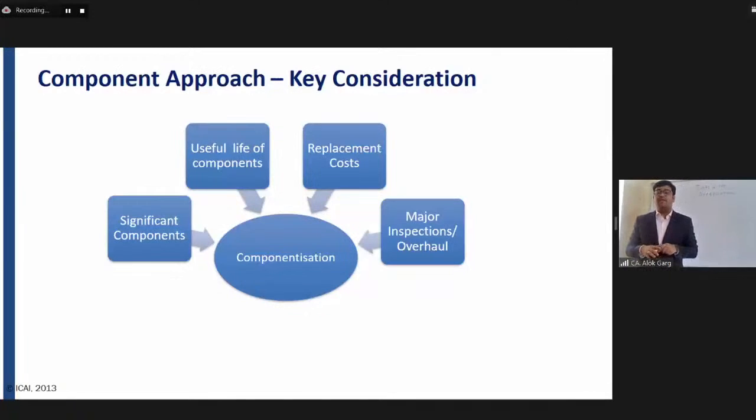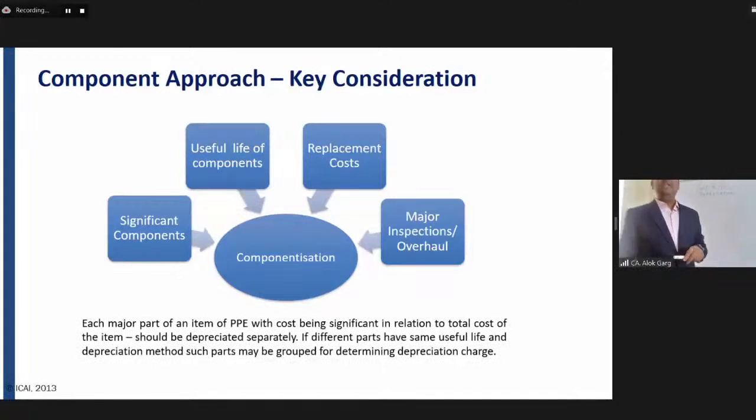But my dear friends, going by the component approach, the major inspection, major overhauls, and major replacement cost are required to be shown as separate components of a particular asset. Each major part of an item of property, plant, and equipment with cost being significant in relation to the total cost of the item should be depreciated separately. So Purushottam, you remember the example of the cost of a tire and tractor. I told you if it is significant and the life is different, it has to be depreciated separately. Otherwise, it is not required.